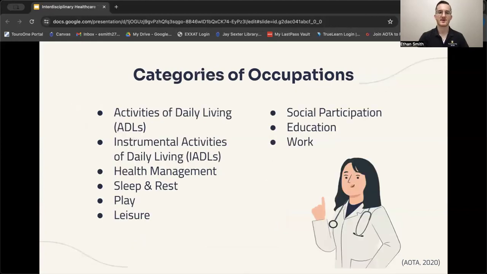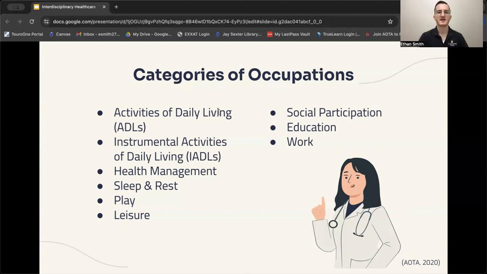There are 9 main categories of occupations. Activities of daily living, or ADLs, are the activities oriented toward taking care of one's own body and are completed on a routine basis. This includes things like showering, dressing, eating, functional mobility, and even sexual activity and intimacy. Instrumental activities of daily living, or IADLs, are activities that support daily life within the home and community. This includes activities such as providing care for children, pets, or others, driving, financial management, home management, religious expression, and shopping.